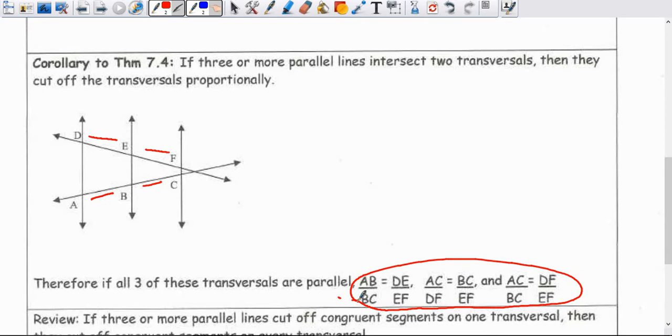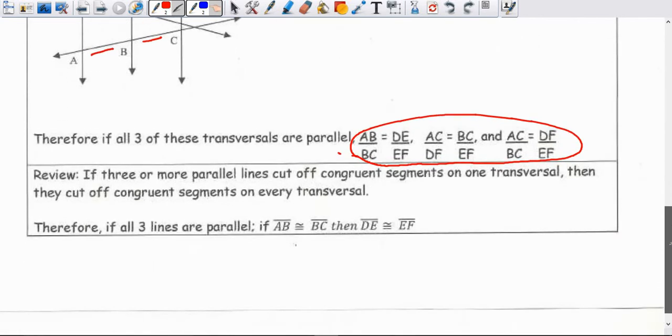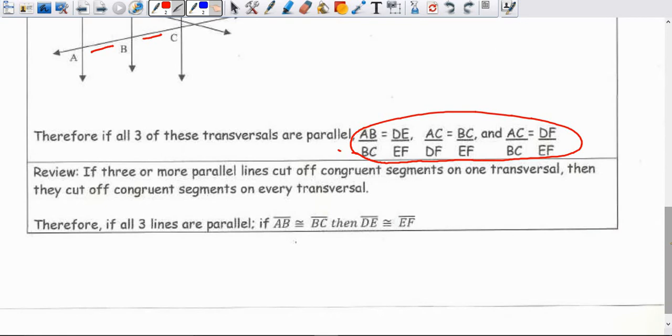All right? And then at the very bottom, it's a review. If 3 or more parallel lines are cut by congruent segments on one transversal, then they cut off congruent segments on every transversal. What that means is if I draw 2 lines, something like this, and then I draw parallel lines through there, and I know that they're all parallel, and then I tell you that these two are equal, then that means these two must also be equal. All right? That's all it's saying. And that's a review from when we did congruent triangles.